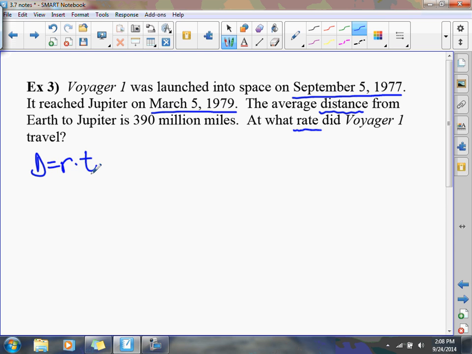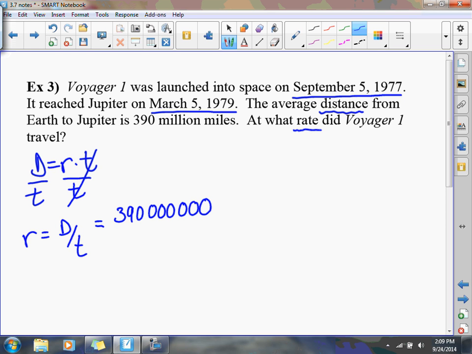So I could divide this equation by t on both sides. So now I have the equation for the rate. Distance divided by the time. And my distance is 390 million. So when I do this, I do have to plug in all the zeros to make it a million. Now the time. Okay, here's how we figure this out.